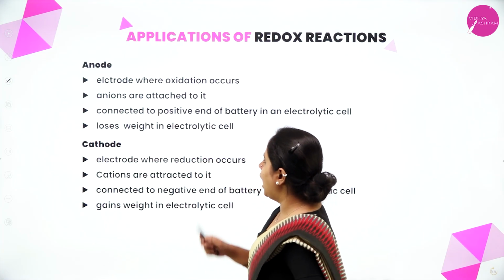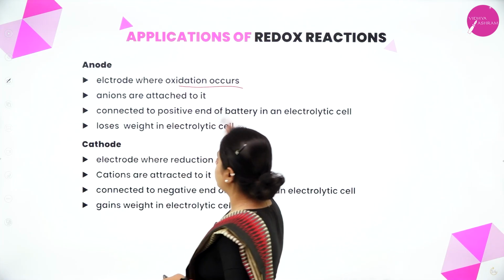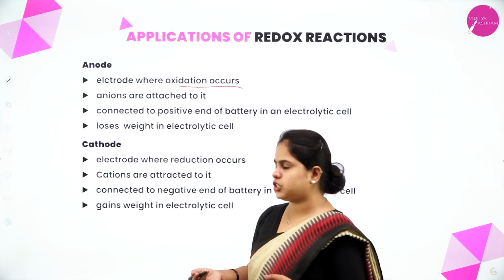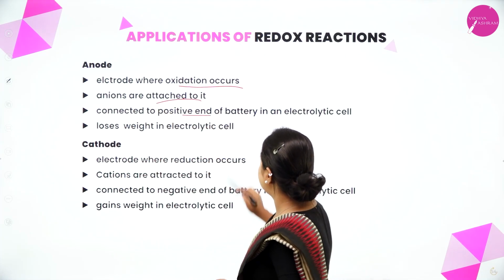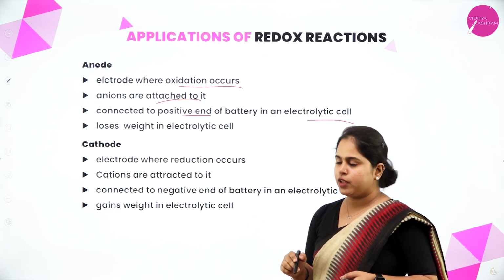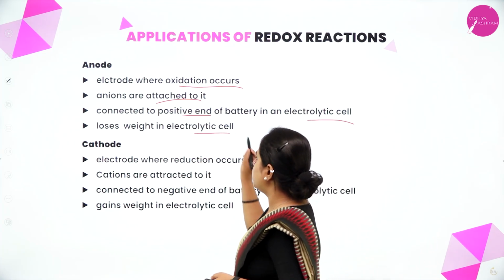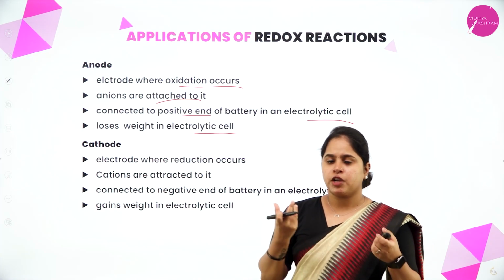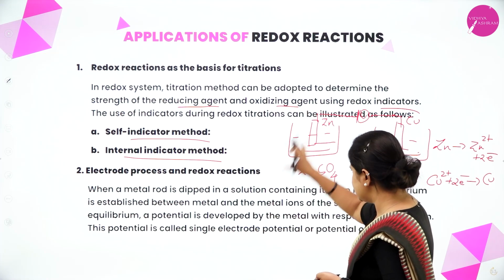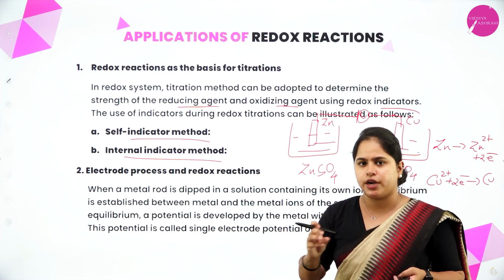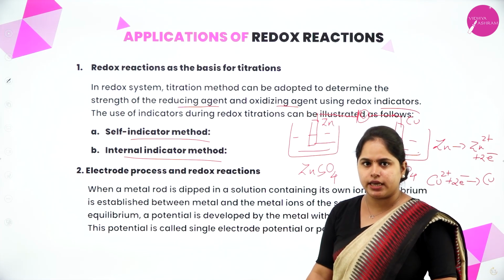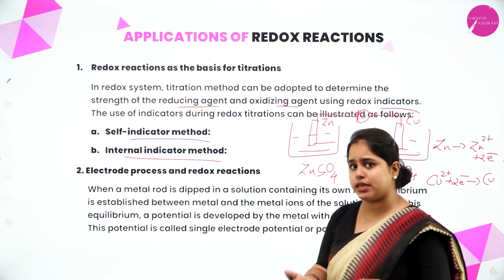So as you can see, the anode is the electrode where oxidation occurs. In anode what happens? Oxidation occurs, and anions are attracted to it, connected to the positive end of the battery in an electrolytic cell, and it loses weight in the electrolytic cell. Why it loses weight means, as this reaction is proceeding, the size of this electrode keeps reducing because it is getting oxidized, right? It is losing its electrons, it is getting oxidized.